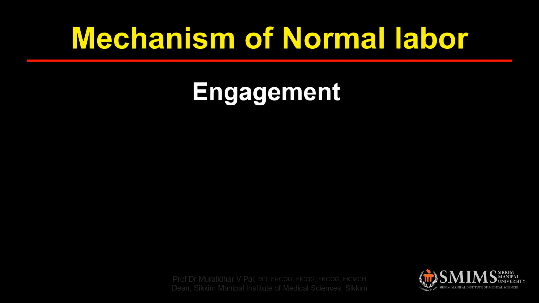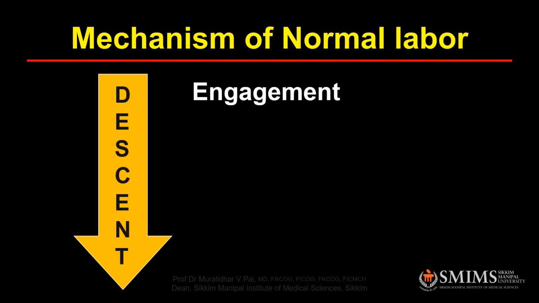After engagement, the baby descends throughout the labor. Hence, it is represented in a broad downward arrow. Descent occurs throughout the mechanism of labor.